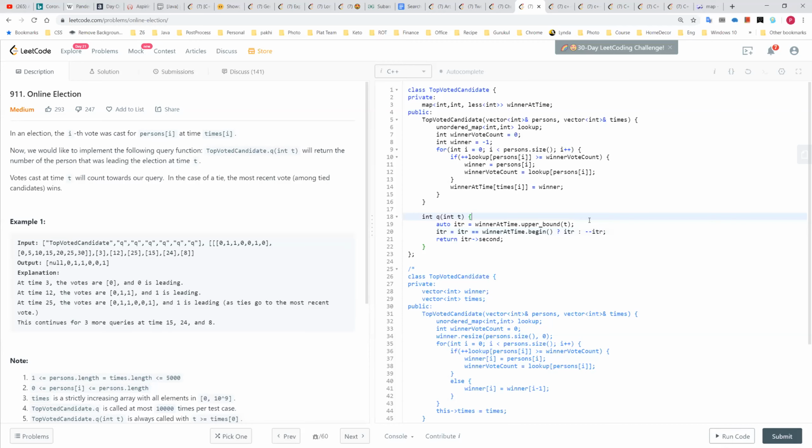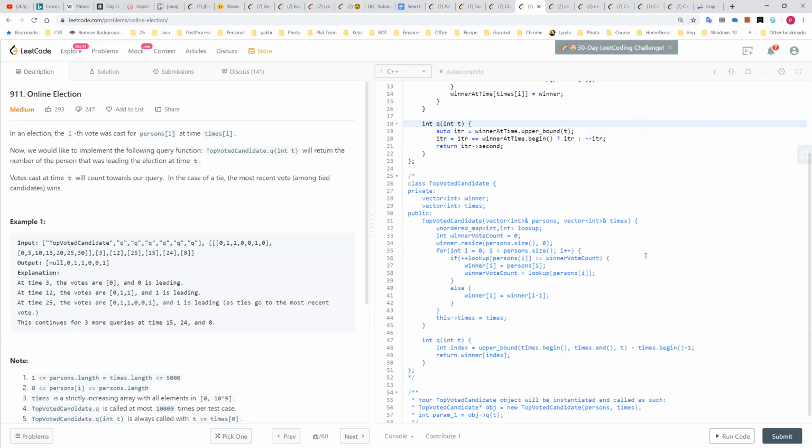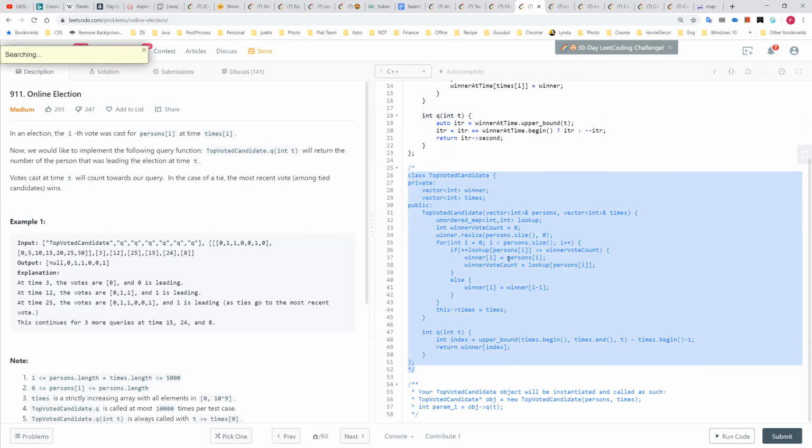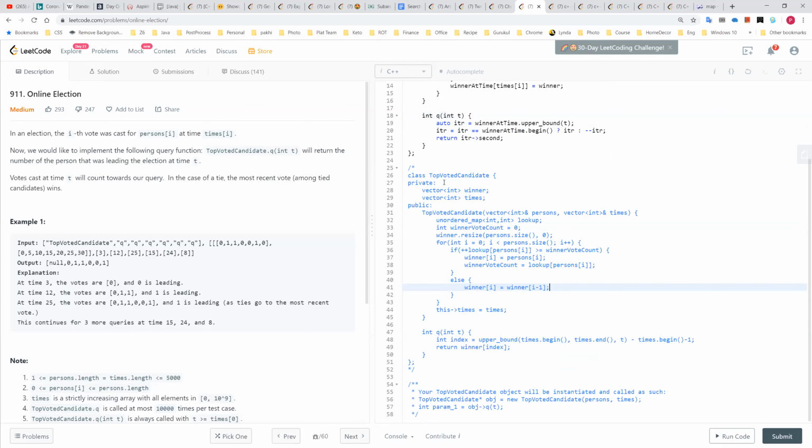One is the auxiliary array. Another one is using the tree. So here's the solution, not implemented: what Gaurav just explained, the selected one. Here I have two auxiliary arrays, one for time and one to keep track of the winner at that particular time.